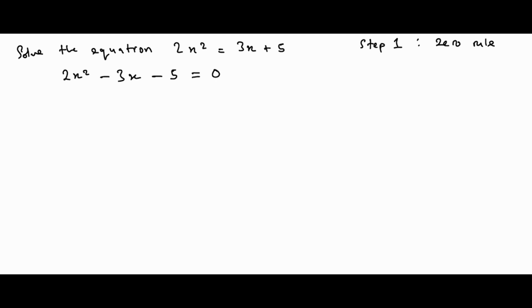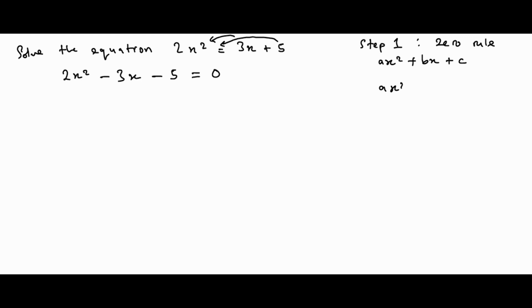Very important, very fundamental, the zero rule. And when you move terms across, please don't be careless and move them without changing the signs. 3x becomes negative, 5 also becomes negative. Then we go back to what we learned on factorizing quadratic expressions. But we have to make sure it is written in the form ax squared plus bx plus c. That means we start with the x squared term, follow with the x term, and finish with the number.